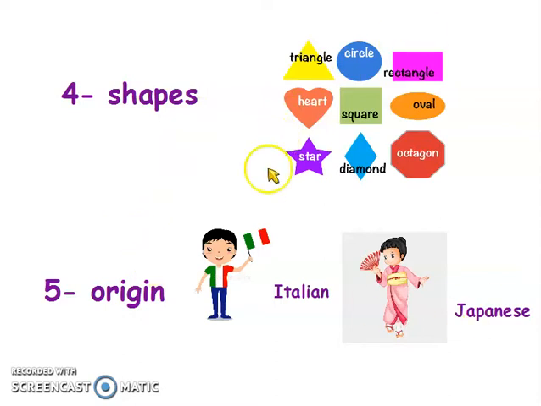Number 5, the origin. Origin اللي هو الأصل. For example, Italian أو Japanese, Jordanian. Italian and Japanese, they are adjectives, and we have more examples. Okay?